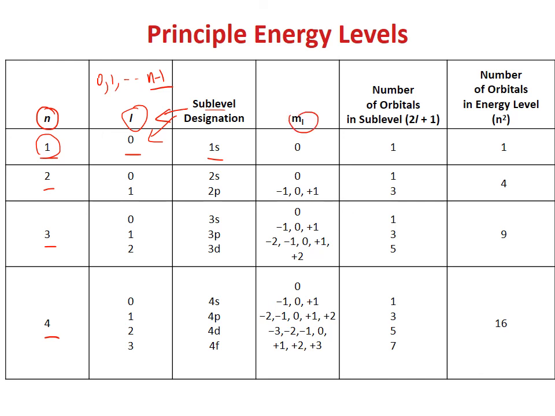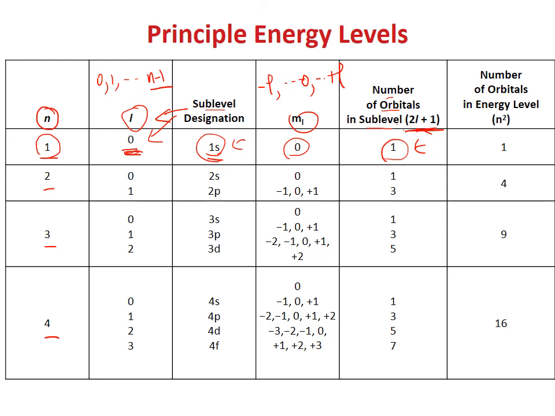And M is determined by L. So it can be -L, 0, until positive L. So if L equals 0, then the only value is 0. The number of orbitals in a sublevel means how many orbitals there are for, in this case, the 1s sublevel. In general, it's 2L plus 1. So 2 times 0 plus 1, because in this case L is 0, that's only 1. 1s orbital, only 1 orbital.